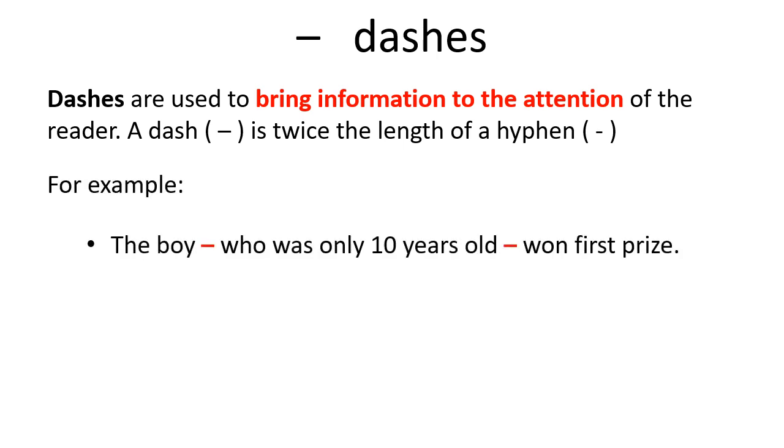Now, how do we use it? The boy, dash, who was only 10 years old, dash, won first prize. Now, in this sentence, it must be surprising that he was only 10 years old and he won first prize. Perhaps it was a competition where everybody expected a grown-up, an adult, to win. And it's really amazing that a boy so young could win first prize. So they are using the dashes to bring this piece of information to the reader's attention.